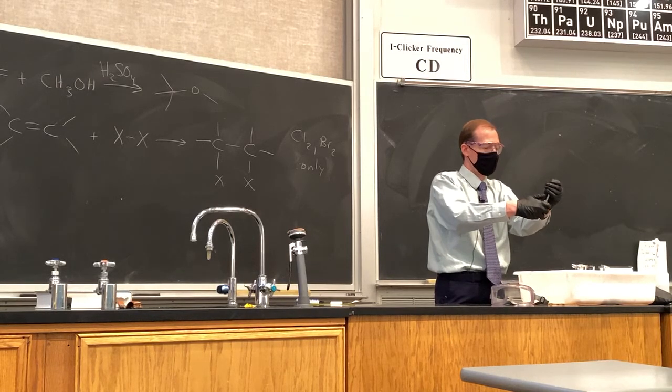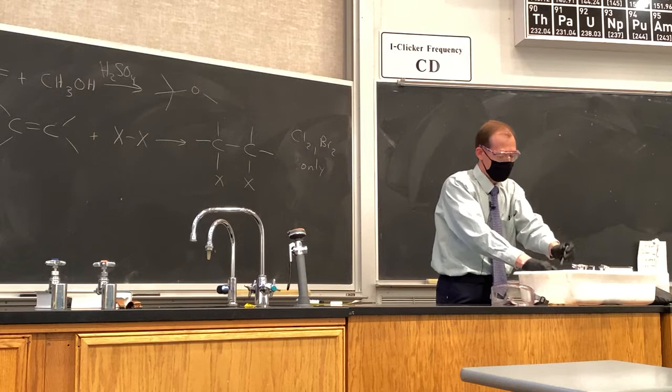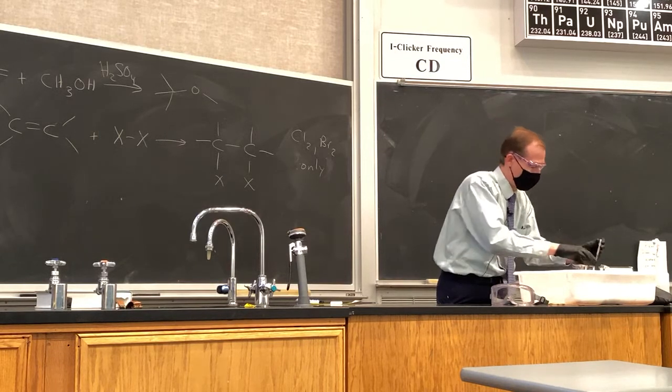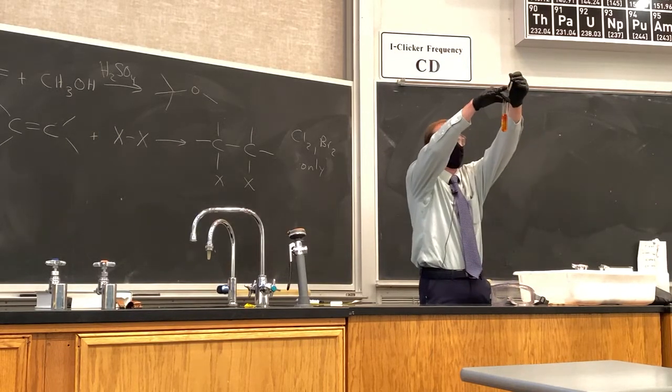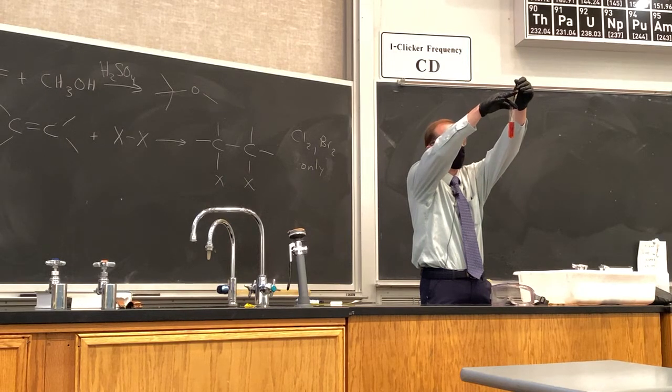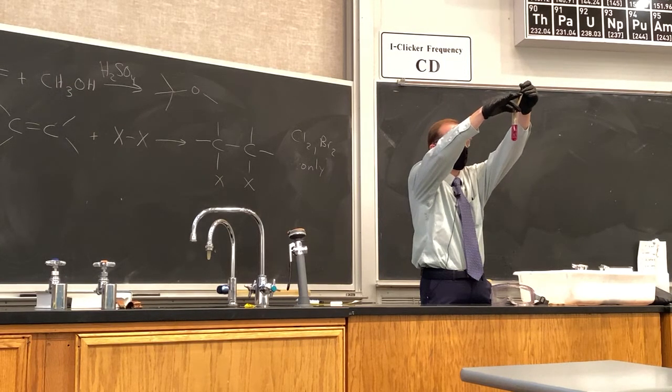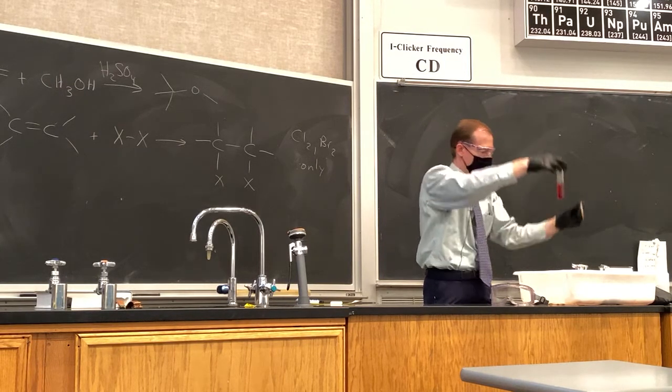But I'll go ahead and do some more. I'll add some more bromine. So you'll see that when you add bromine to an alkane, the bromine is not consumed. The bromine color, this deep reddish purple color, is retained. Okay? So bromine in an alkane, nothing happens.